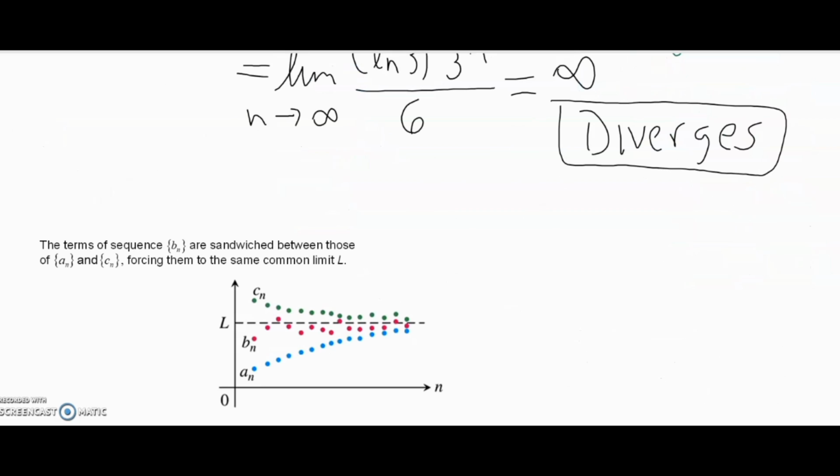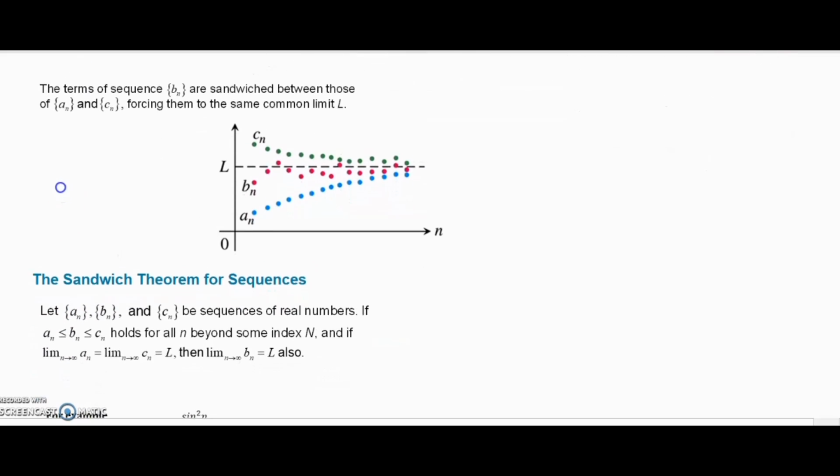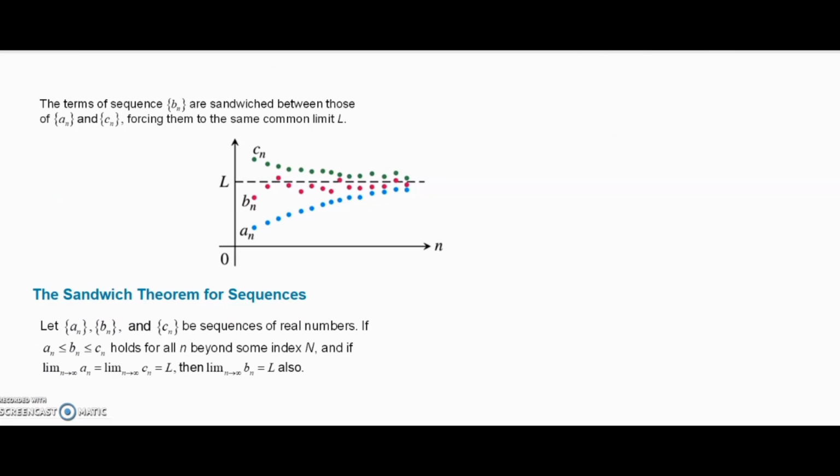Sometimes a sequence happens to lie between two other sequences. Take a look at the picture below. The terms of sequence B sub n are sandwiched between those of the sequence A sub n and C sub n, forcing them to the same common limit if all three happen to converge. This is once again the sandwich theorem, this time for sequences.